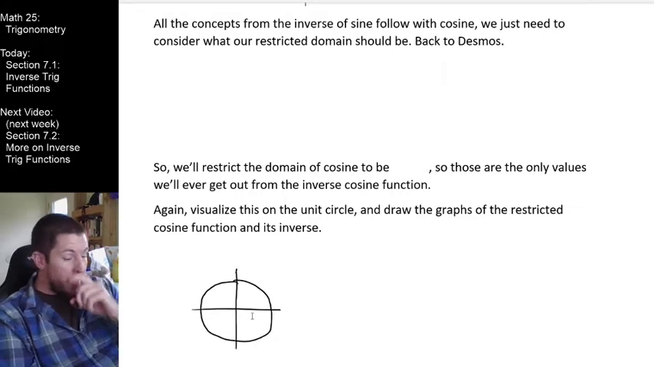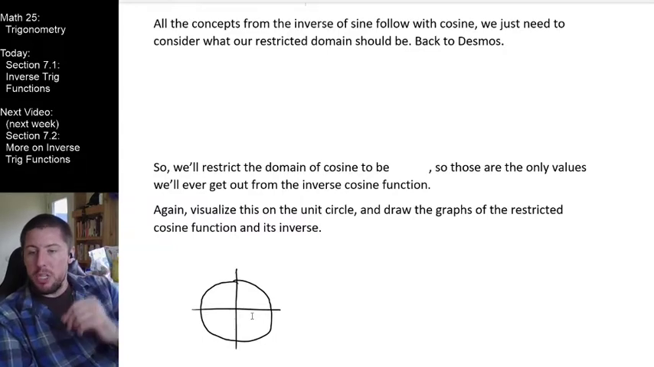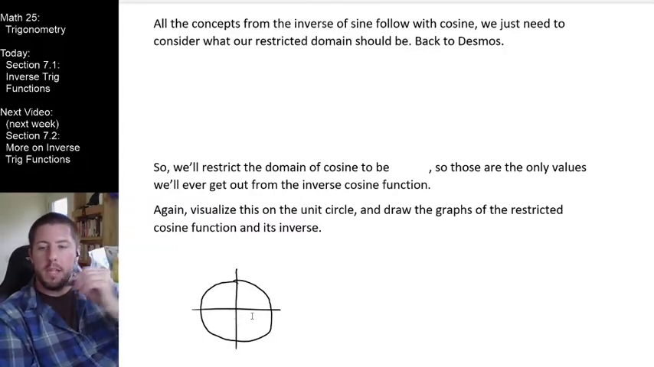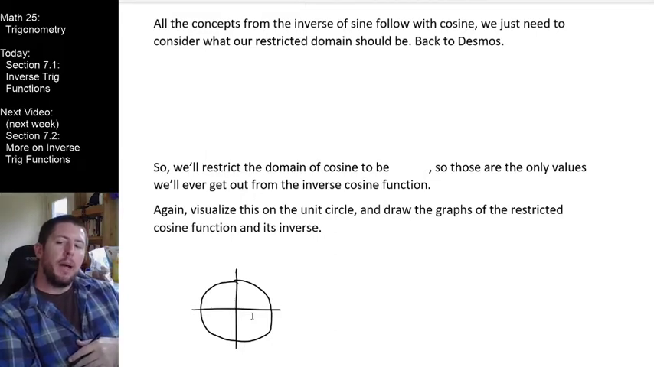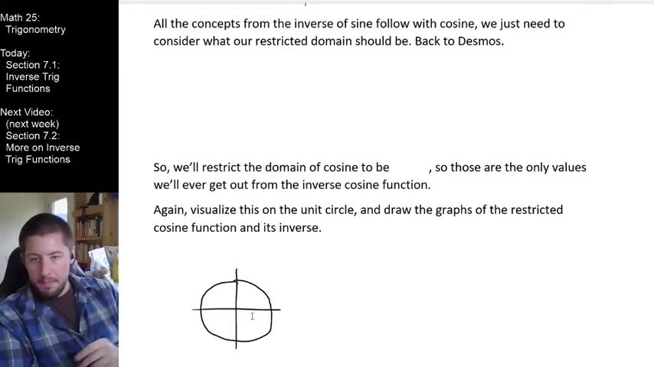All right. So here's my unit circle. Now, what I know about cosine that's different than sine: sine measures the vertical location on the unit circle. Cosine measures the horizontal location on the unit circle. So my question to you is, on the unit circle, what span can we restrict ourselves to so that we experience every horizontal location one time?